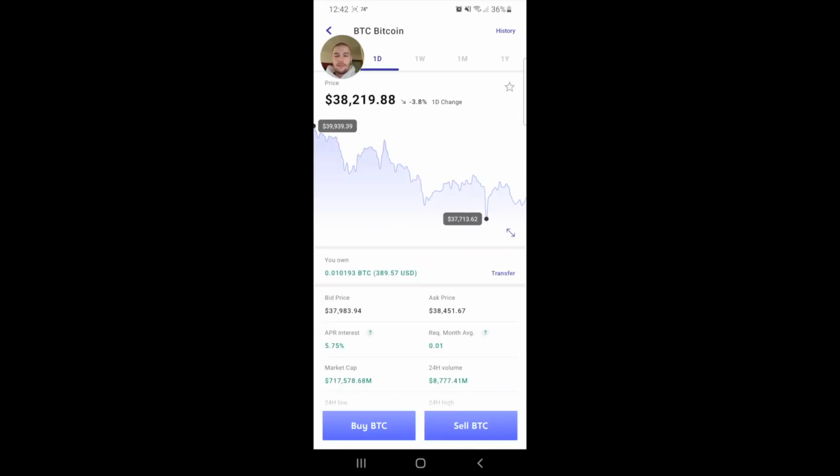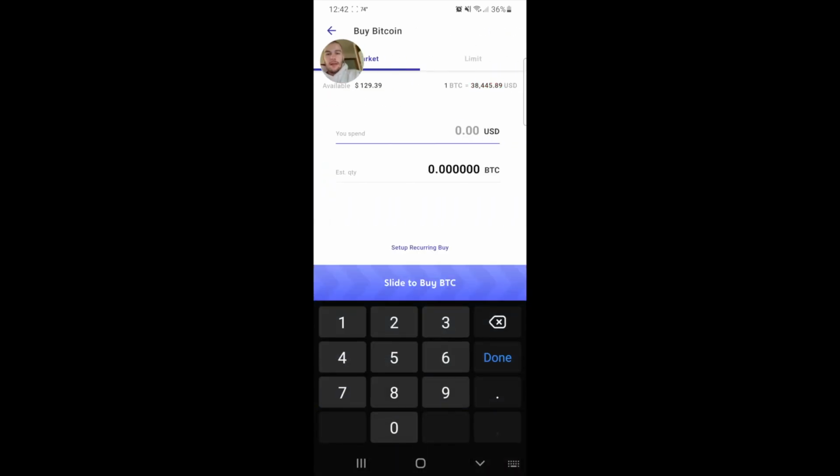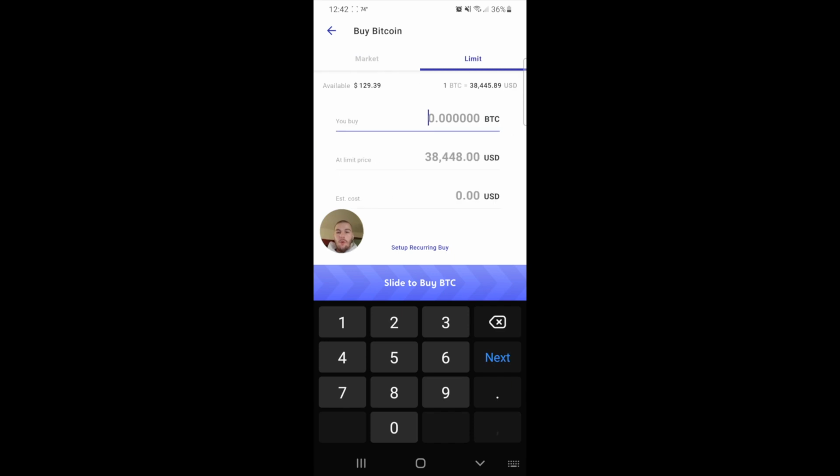Orders are super easy to place. You can buy or sell just by clicking on these buttons right here. And we do have market or limit orders. Now, it's important to note that these are only limit orders. They're not stop limit orders.